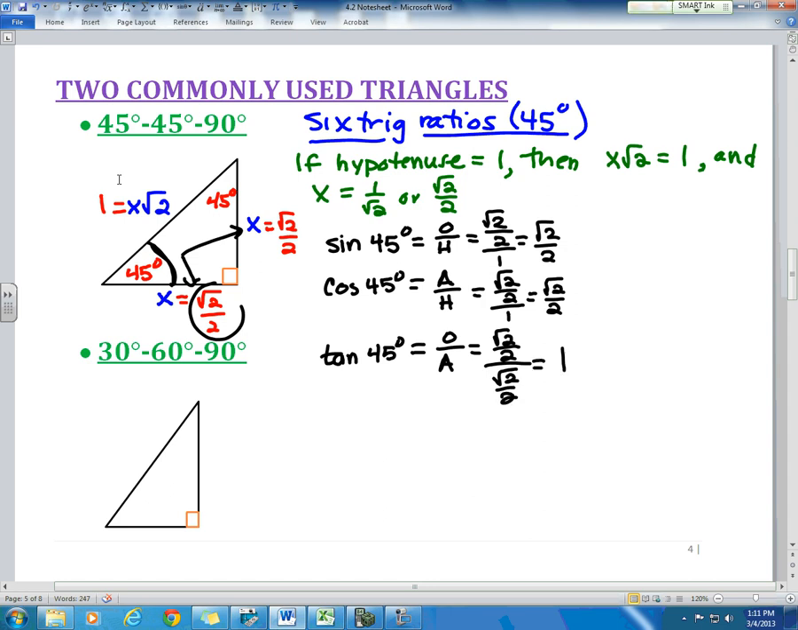So our 3 base trig functions for a 45-degree angle turn out to be sine is radical 2 over 2, cosine radical 2 over 2, and tangent is equal to 1. That means that I can very easily now find the 3 reciprocal functions. The abbreviation for cosecant is CSC of 45 degrees. That's going to be the reciprocal of radical 2 over 2. So that's 2 over radical 2.